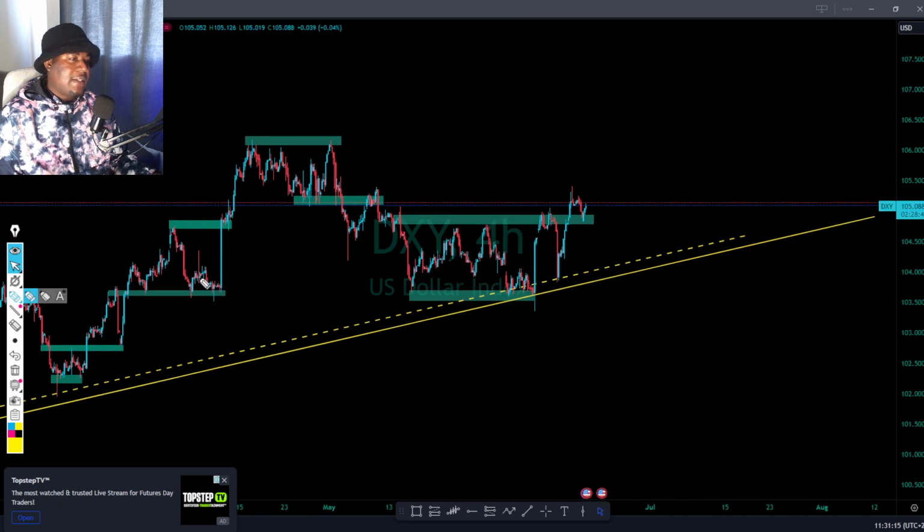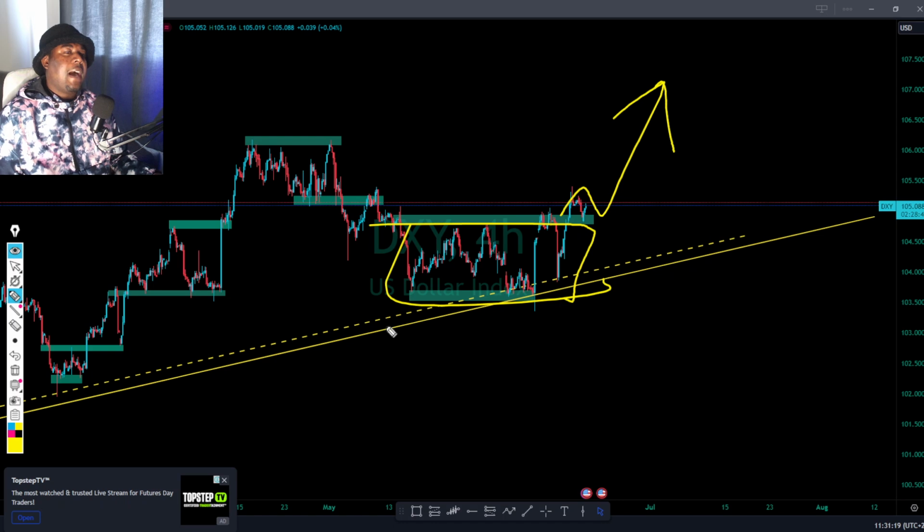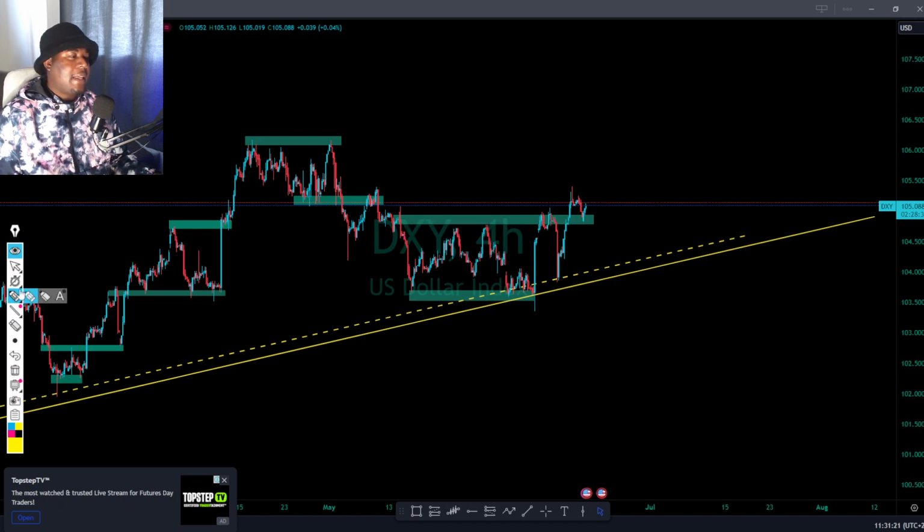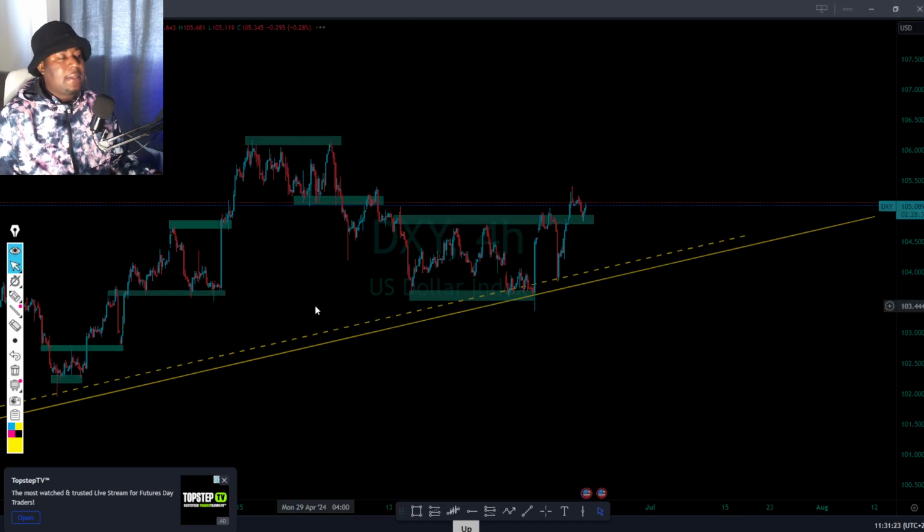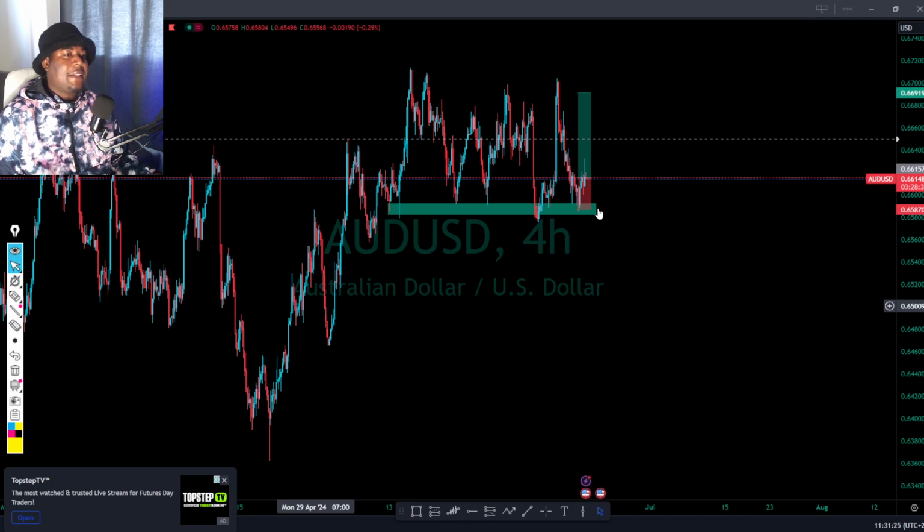Now it shows us that the market broke out of this area here, and we are ready to actually continue with that uptrend. So that's great. That shows the dollar is quite strong.